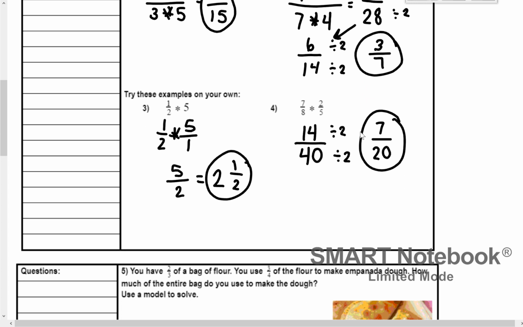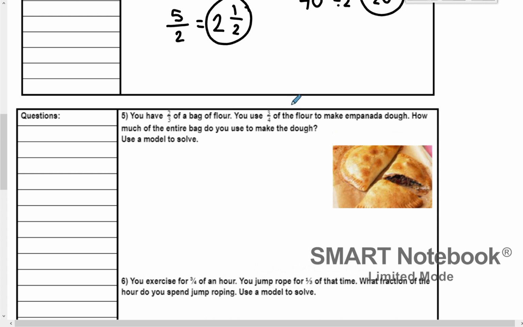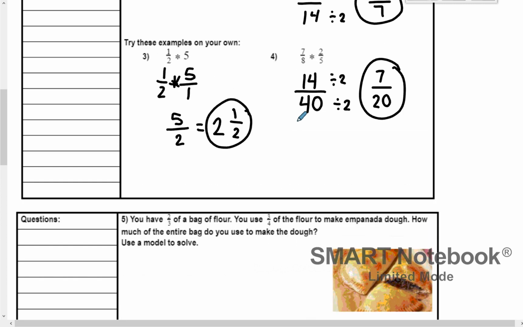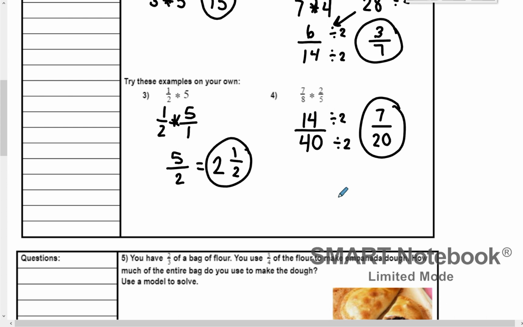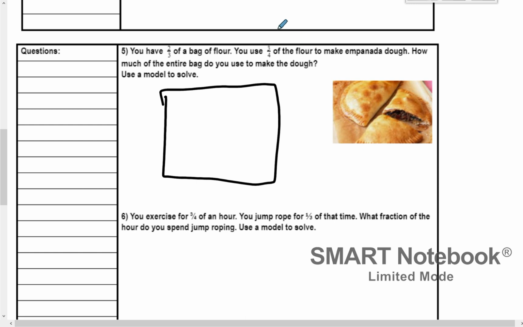However, there is one other skill that we do need to learn, and that's using the model. Okay, and this is going to show you why we get an answer that is smaller than both of these fractions, and why we don't need a common denominator when we multiply. Okay. You have 2/3 of a bag of flour. You use 3/4 of that flour, of that 2/3 of a bag. I know I say that word funny, it's fine. Use 3/4 of the flour to make empanada dough. If you don't know what empanadas are, they're right down here. They're delicious. How much of the entire bag do you use to make the dough?